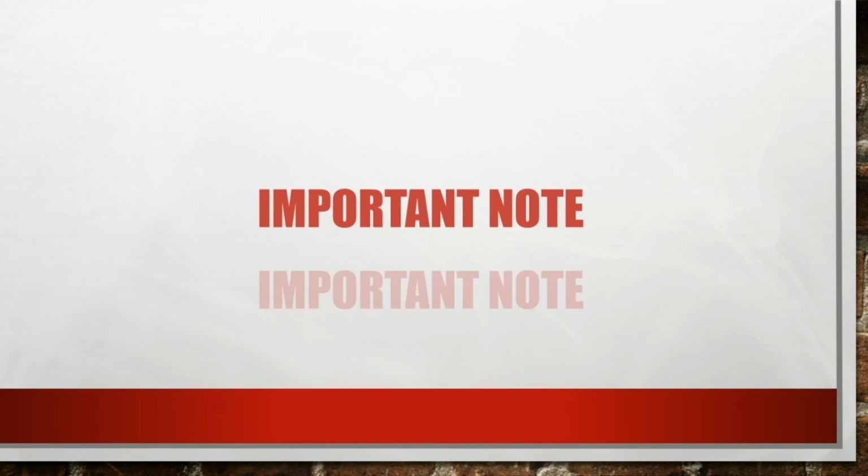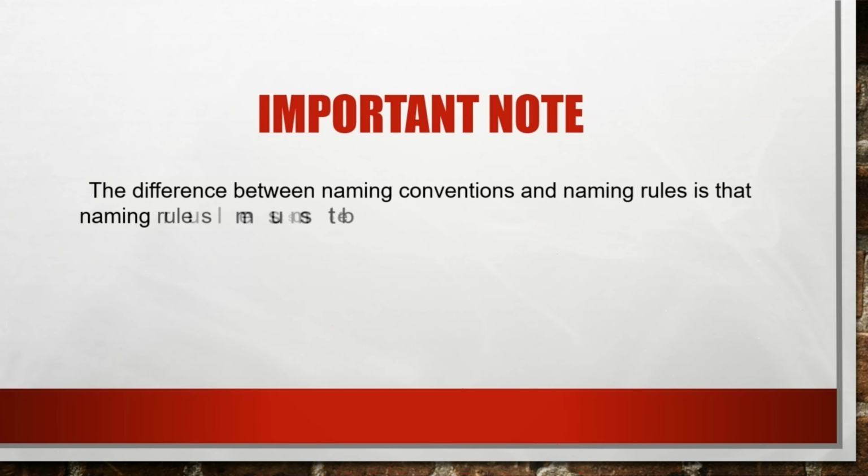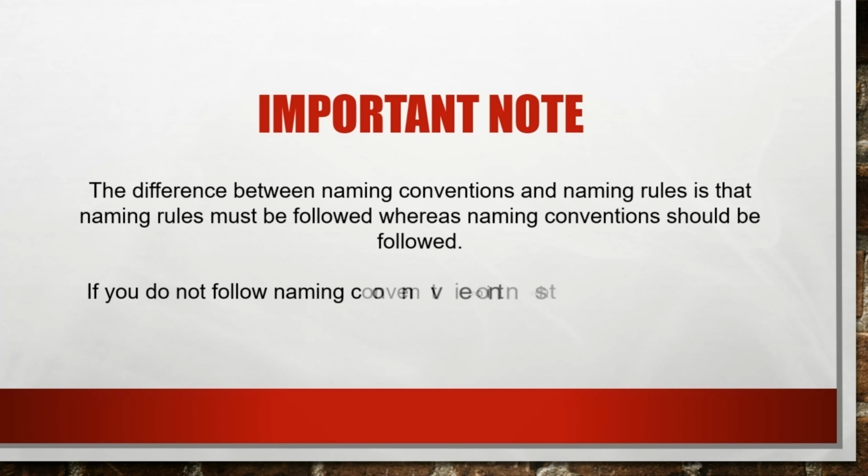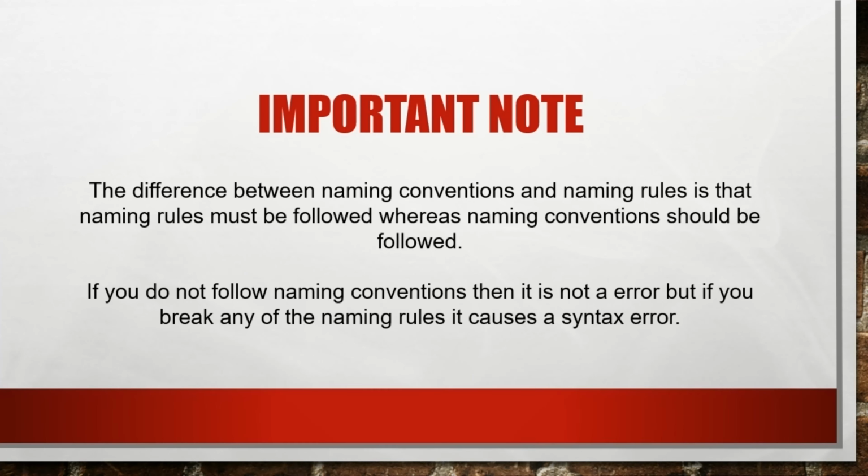Here is an important note. The difference between naming conventions and naming rules is that naming rules must be followed, whereas naming conventions should be followed. If you do not follow naming conventions, then it is not an error, but if you break any of the naming rules, it causes a syntax error. You will learn what is a syntax error later, but for now know that it is just a simple error.